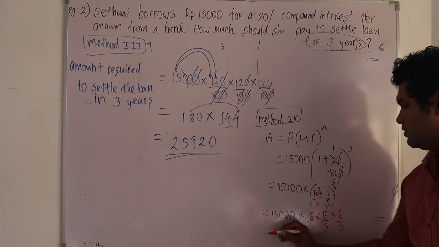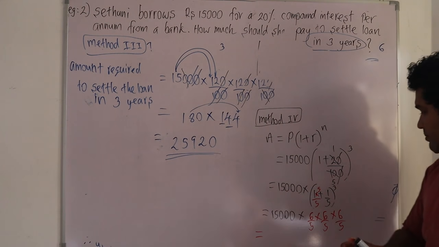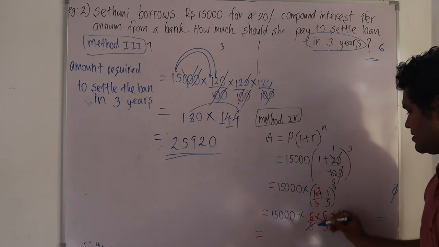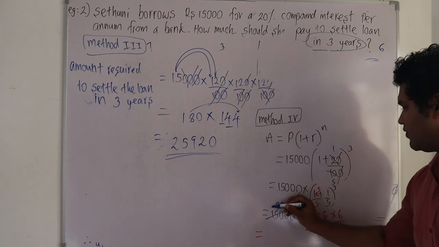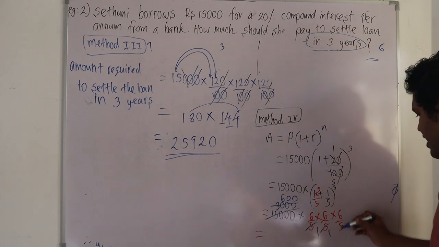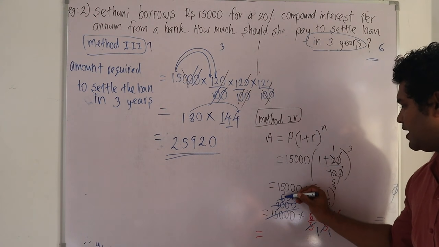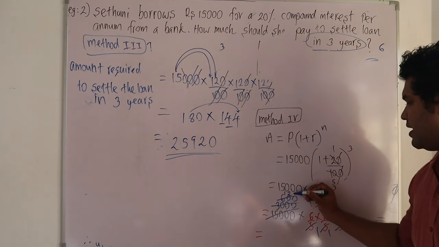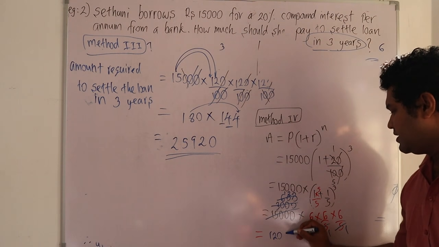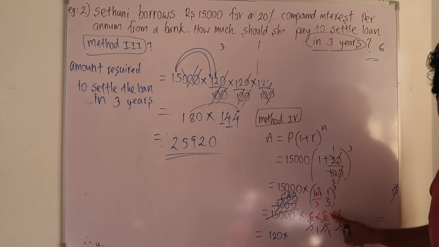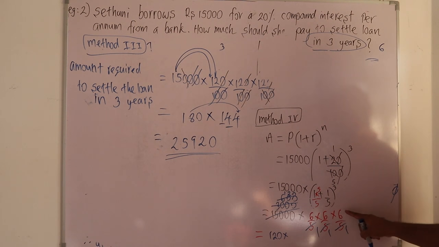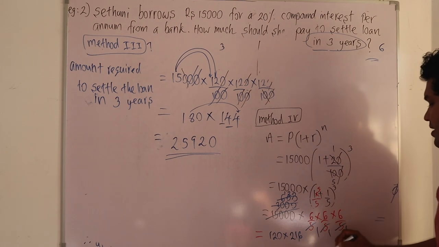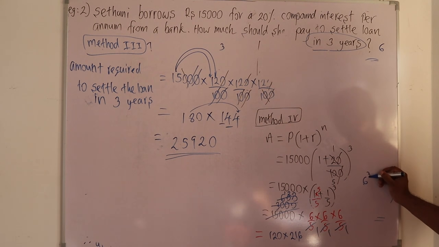Now we have to simplify. 5 times 1, 5 times 3, 0, 0, 0. And 5 times 1, 5 times 6, 0, 0, 0. And 5 times 1, 5 times 1, 10 to 2, and 0. It's 120 times 6 times 6 times 6. What is 6 times 6? 36. And 36 times 6, 216. Because we have 6 to the power 3, which is 216.